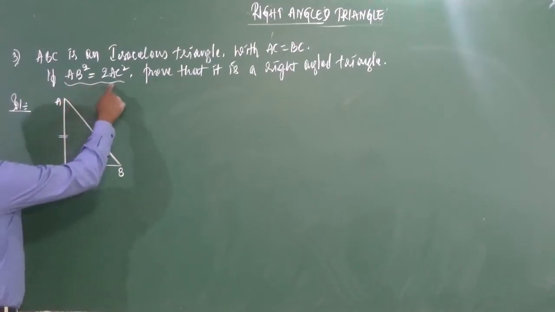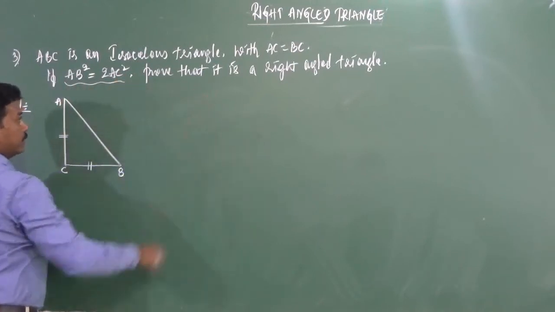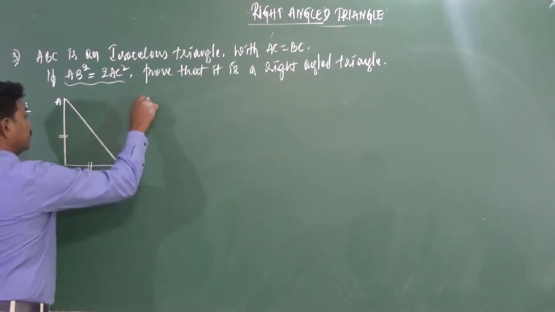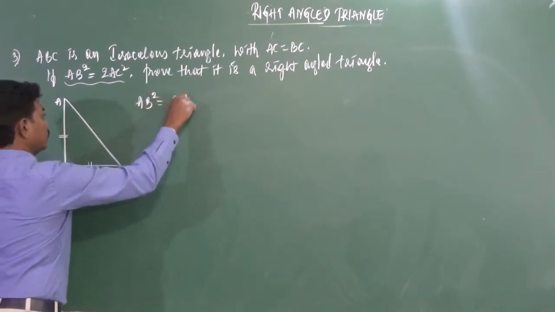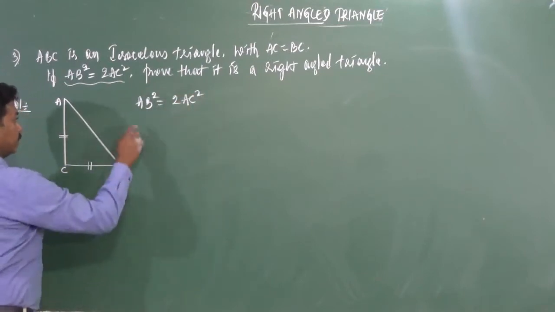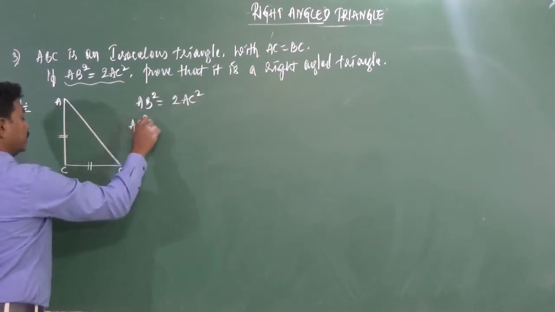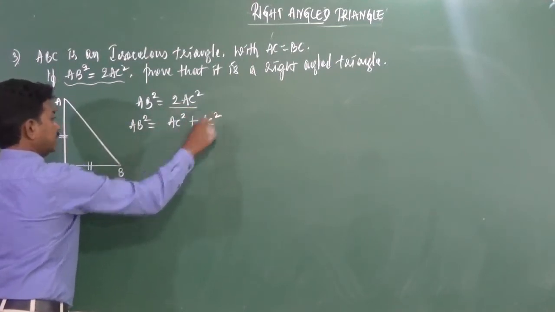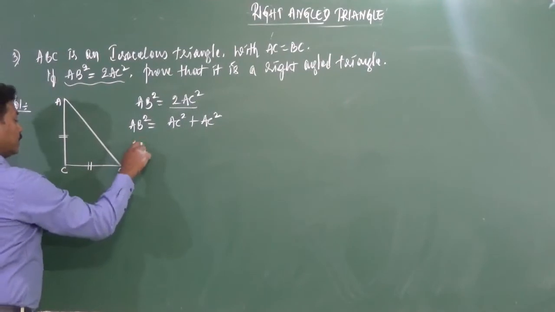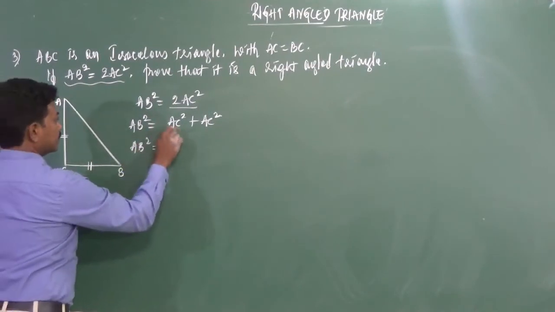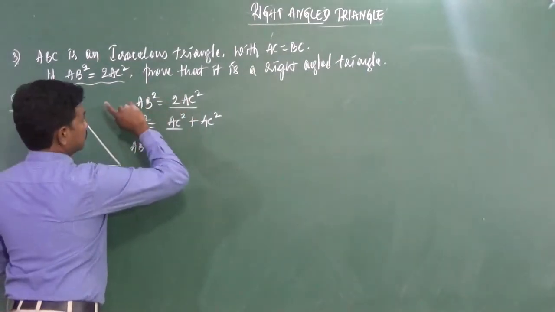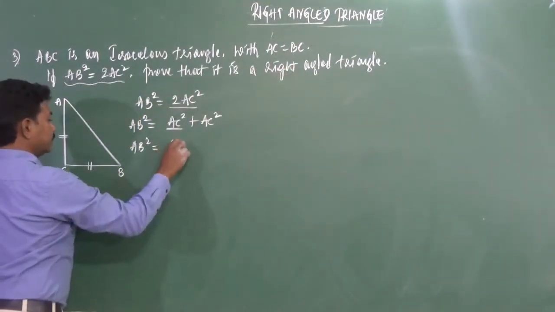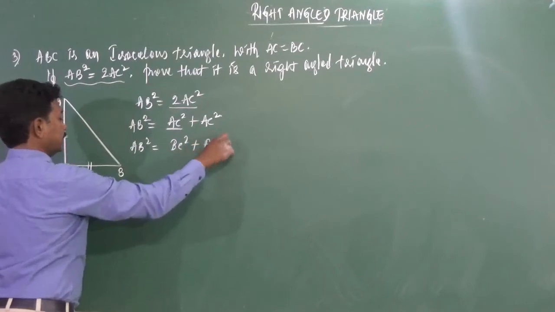So AB square is equal to 2AC square. Then prove that it is a right triangle. Okay. So now we'll take the given thing. AB square is equal to 2AC square can be written as AC square plus AC square. So AB square is equal to, instead of this AC, we will substitute BC, because AC is equal to BC. That becomes BC square plus AC square.